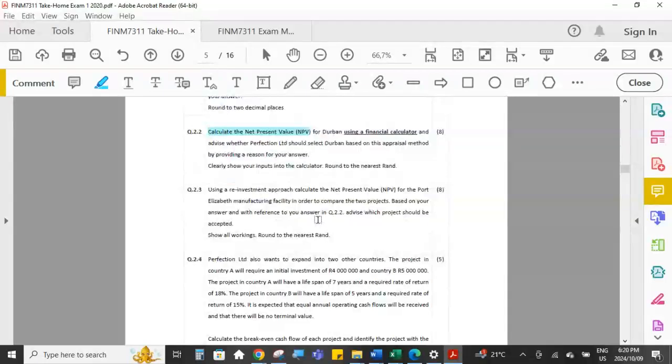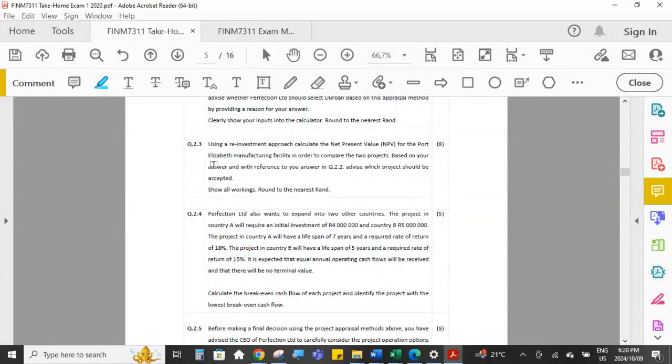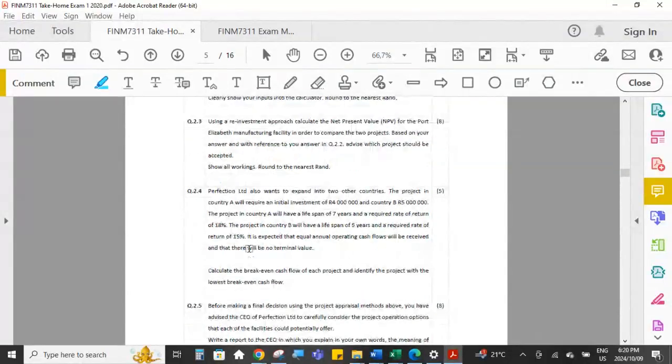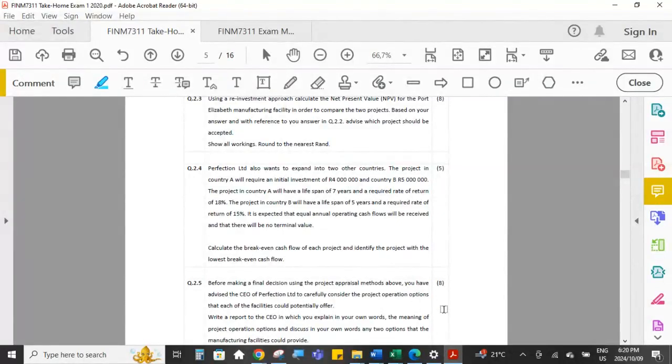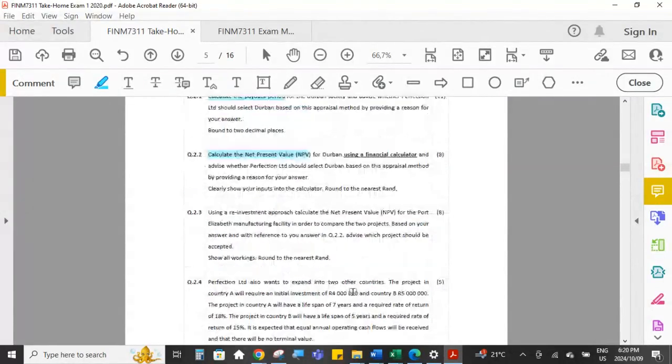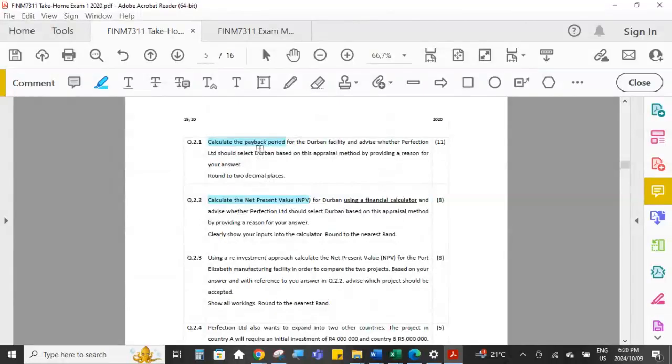The rest of this question, I'm not going to do this evening because the rest of these, the reinvestment approach and the break-even cash flow, these come from Learning Unit 7. So we'll do these 2 parts of the question next week. And this is a theory question over here. All right, so just this evening, I want to be able to complete these 2 over here, and then hopefully also explain the internal rate of return.